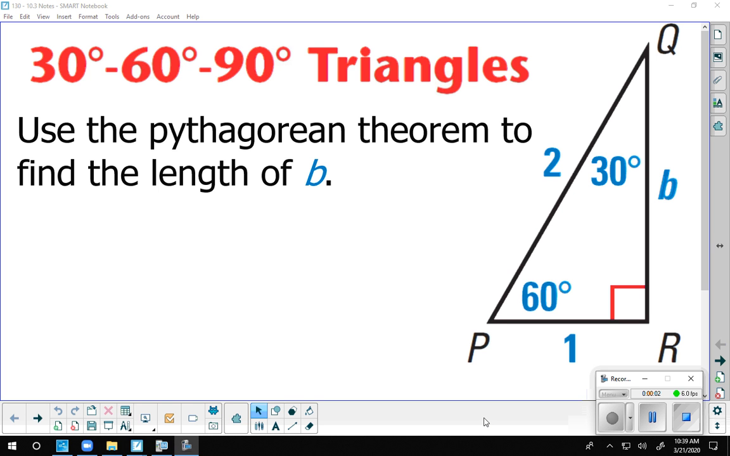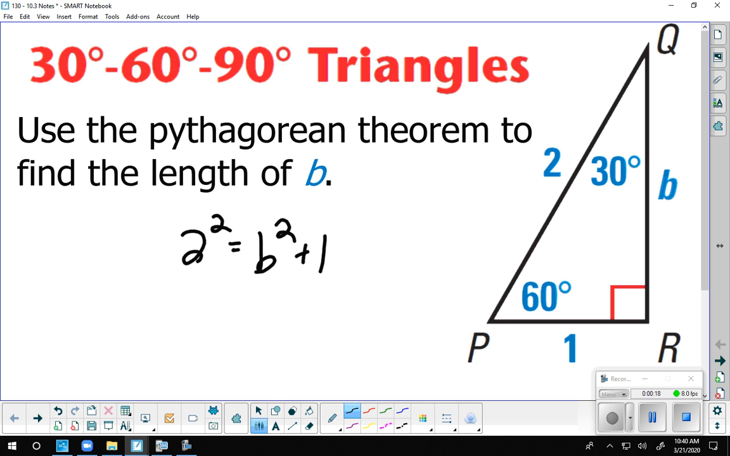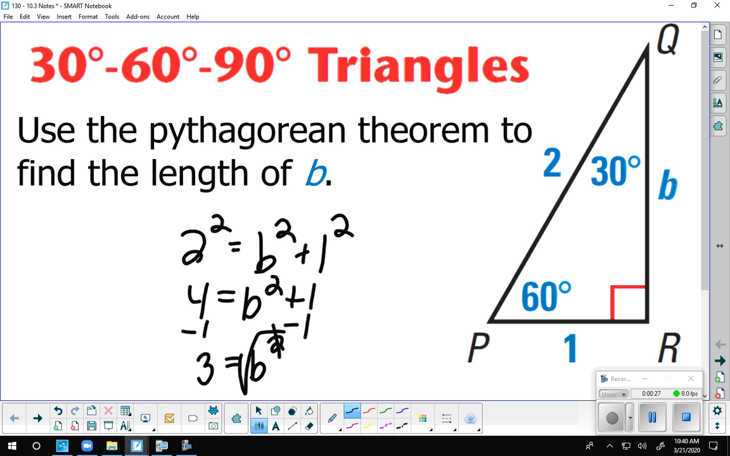Section 10.3 is another special right triangle, and it's called the 30, 60, 90 triangle because the angles are 30, 60, and 90 degrees. So I'm going to show you guys what that pattern is. Use the Pythagorean theorem to find the length of B. So hypotenuse squared equals leg squared plus leg squared. So 4 equals B squared plus 1. Subtract 1 from both sides. 3 equals B squared. Square root both sides, and we get B equals the square root of 3.